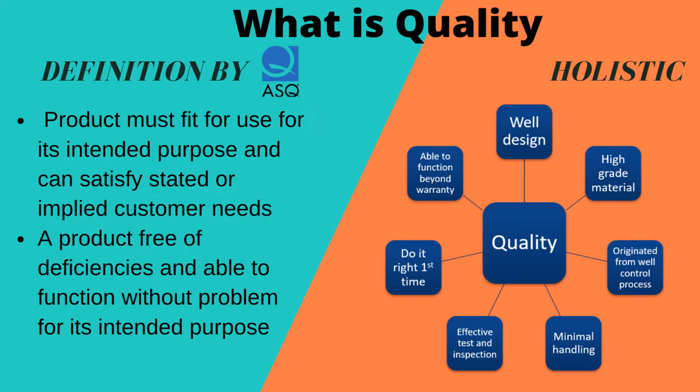The definition of quality by the American Society for Quality is that the product must be fit for use in its intended purpose and can satisfy the implied needs of the customer. So the product must be free of deficiencies, able to function without problem for its intended purpose. This means if I buy a refrigerator, it should have frozen compartments for my frozen foods and a chiller to preserve my food items at low temperature, and be able to function according to the features given by the manufacturer. I should be able to install the refrigerator without any problem, which is free from deficiencies. After installation, the refrigerator should work.